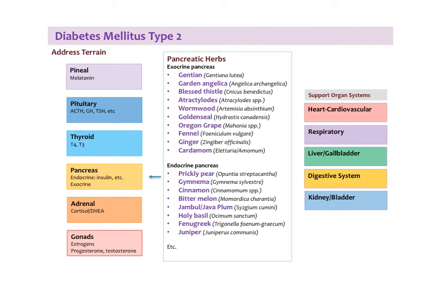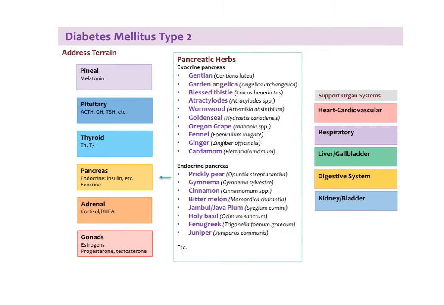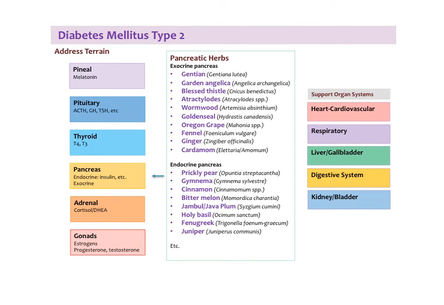They could also potentially improve beta cell function, and that would include gentiana, garden angelica, blessed thistle, atractylodes, wormwood, golden seal, Oregon grape, both of which have berberine, fennel, ginger, and cardamom. And typically these are quite bitter, and they're usually taken in low doses.